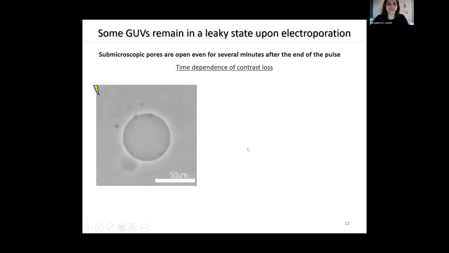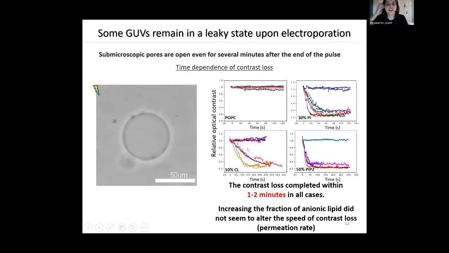But yeah, so this is the leaked UV and now the video is working. This figure shows the relative optical contrast as a function of time for UVs of different compositions. So we have neutral UVs, UVs containing 30 mol% of PI, 10 mol% of Cl, and 50 mol% of PIP2. And we can see that for all cases, the contrast loss completes within 1 or 2 minutes. And what we also saw is that increasing the fraction of anionic lipids did not seem to alter the permeation rate.